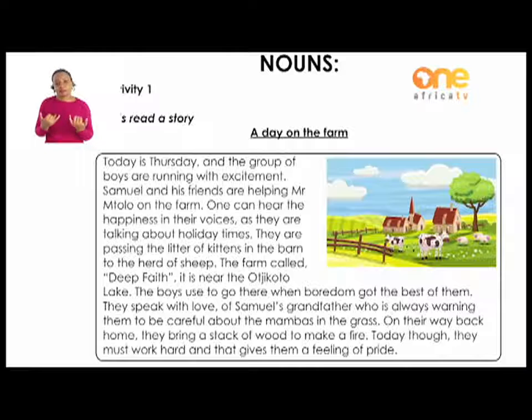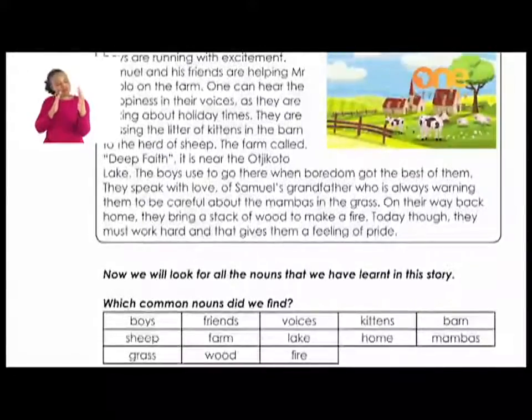Now, it says, today is Thursday, and the group of boys are running with excitement. Samuel and his friends are helping Mr. Muntolo on the farm. One can hear the happiness in their voices as they are talking about holiday times. They are passing the litter of kittens in the bin to the head of sheep. Well done, Chanel. Give her a round of applause.